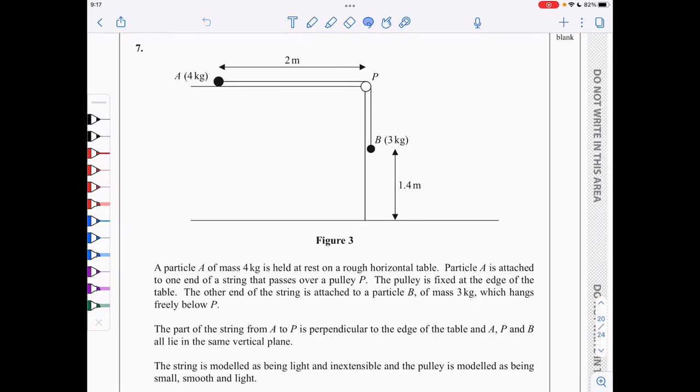In question 7, we've got the particle A of mass 4 kilograms being held at rest on a rough horizontal table. It's attached to one end of a string passing over the pulley here, P. The pulley is smooth. It is fixed at the edge of the table. The other end is attached to a particle B of mass 3 kilograms hanging freely below P.